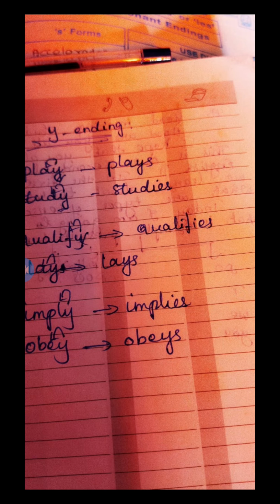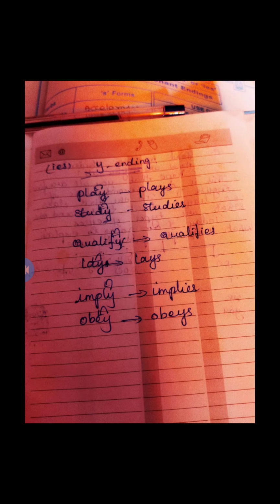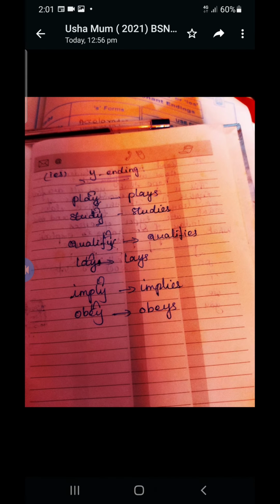So we have to just strike Y and write IES: qualifies. Then lays, because before Y, A is a vowel letter, so we just add S. Imply, implies. Obey, obeys. Okay, do you understand?